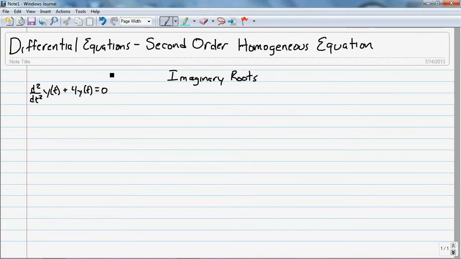One type of homogeneous equation that we will be encountering very quickly in the course is a second order homogeneous equation with imaginary roots. So let's start by finding our test solution, and that's going to be C e to the rt, and we can insert that into our differential.